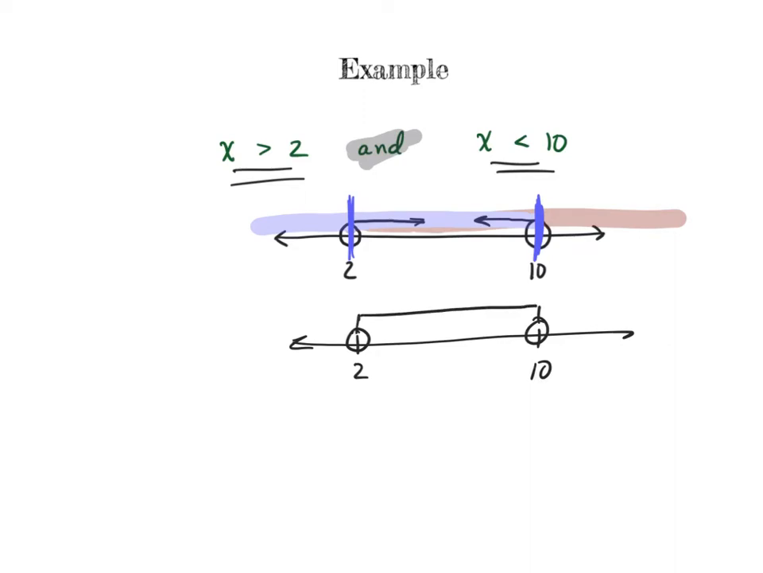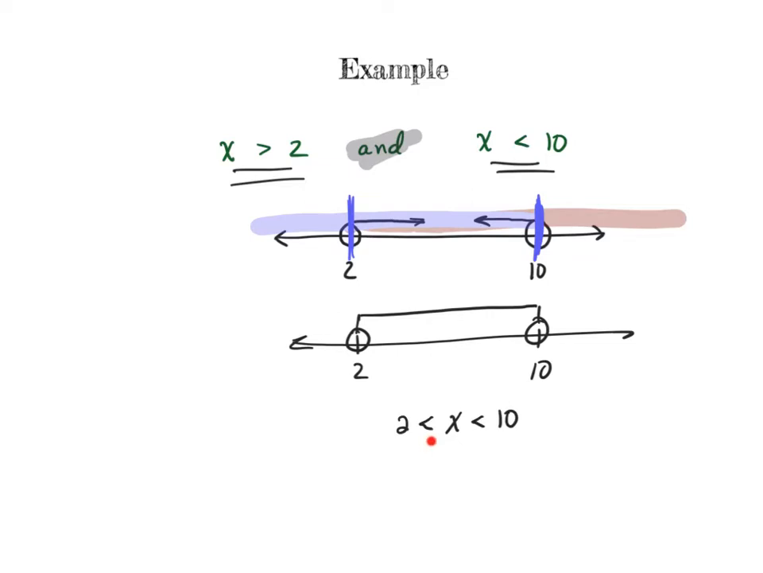And that illustrates in this graph that everybody between 2 and 10 makes both of these statements up here, greater than 2 and less than 10, true at the same time. And so every number in there is a solution to this AND statement. Now to write your solution for this, because this is how we show it on the number line, but actually to write the statement, we write it this way. I want x's that are greater than 2 and less than 10.